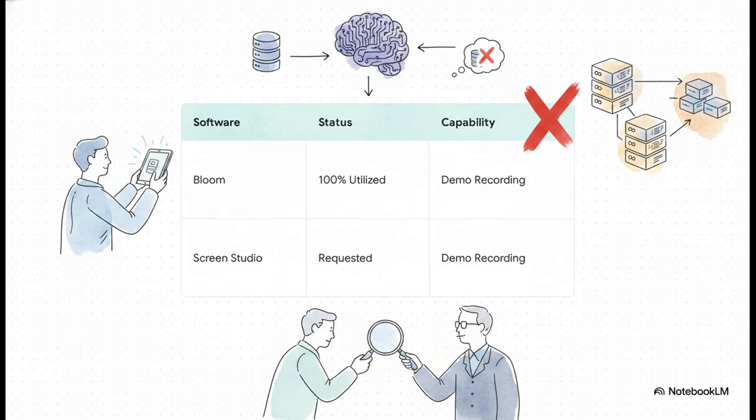The agent doesn't just blindly approve it, right? It checks our database. It sees, oh, we already have an approved tool called Bloom that has that exact same capability. But then it goes a step further. It checks utilization. It sees Bloom is at 100% capacity. We literally have 0 licenses left. This logical chain of reasoning is identical to what we would do manually.